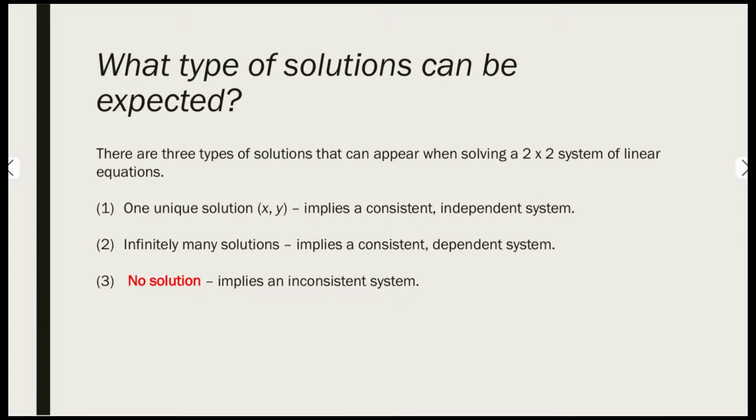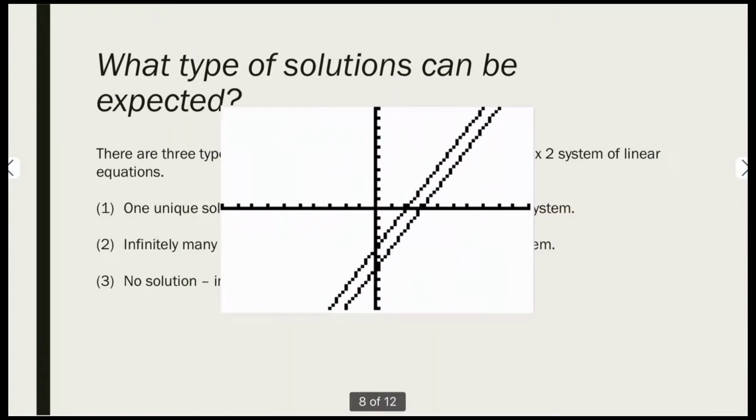Lastly, we could have no solution, so I have an inconsistent system. That happens when two lines are parallel to each other. When they're parallel, they're increasing or decreasing at the same rate of change, so there's never going to be any intersection between them.